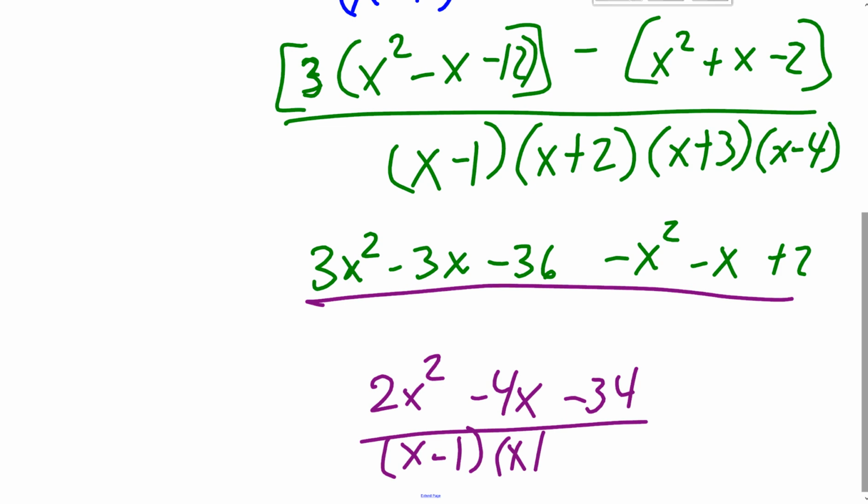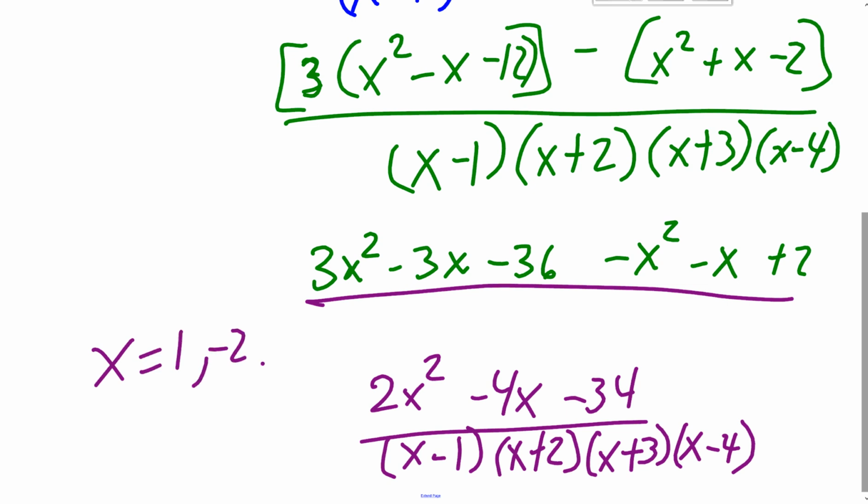That I'm not going to FOIL out because I don't really need to. And it helps me find my restrictions, which are 1, negative 2, and negative 3. I'm just setting my denominators equal to 0 and solving. There's my restrictions, what x cannot be, and there's your answer.